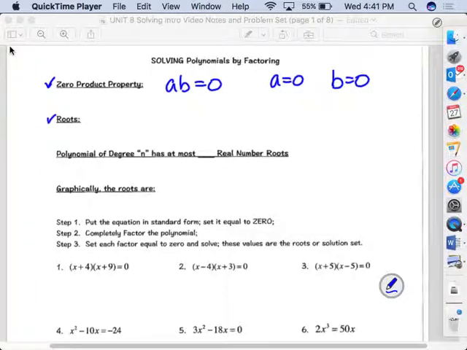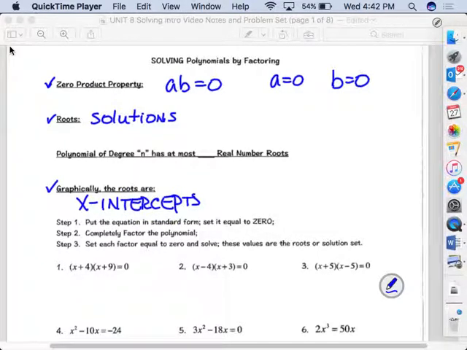Next thing is the vocabulary word, roots. Roots would just be another word for solutions, which are simply variable values that make the equation true. Variable values that satisfy the equation. Graphically, roots are simply x-intercepts, where the graph crosses the x-axis, and we'll need that skill or that term when we study the graph.